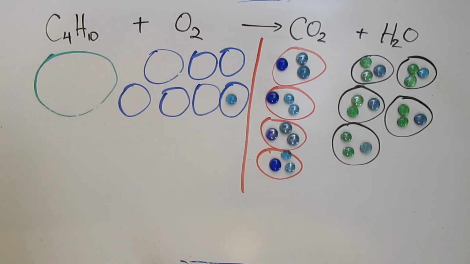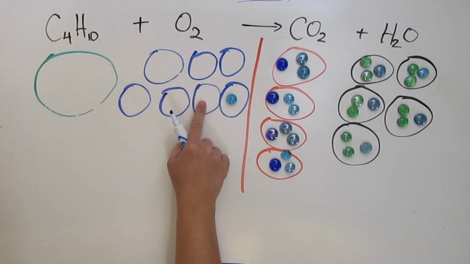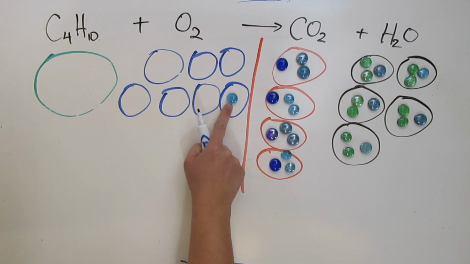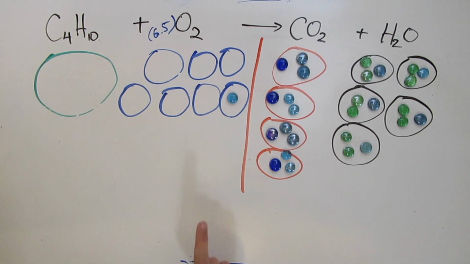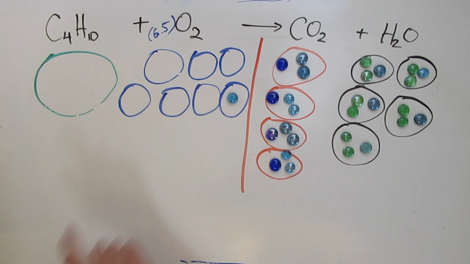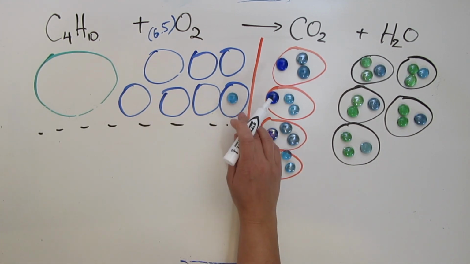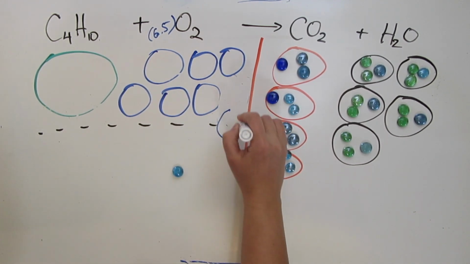Now, I want you to think of this in terms of packaging, right? We have used up 1, 2, 3, 4, 5, 6 oxygen packages. And we have used up half of this one, okay, 6.5. And it would be really nice if we could use up another half package. Well, what I'm going to suggest is that I'm going to move this one down here, right here.